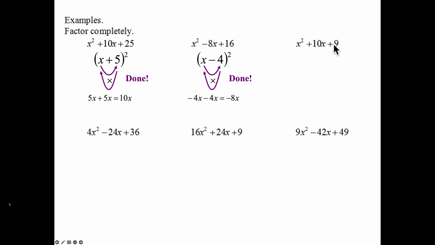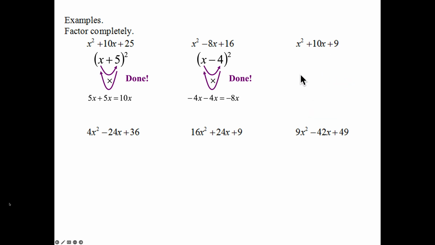X squared plus 10x plus 9. I'm thinking x plus 3 squared. Wait a minute. X times 3 is 3x, doubled to a 6x. That's not my 10x. That's not right. Okay, we're not done. And in fact, if you look at these other examples, notice how the middle term is less than the constant. In this case, it wasn't.